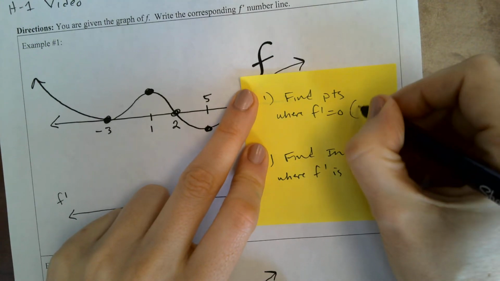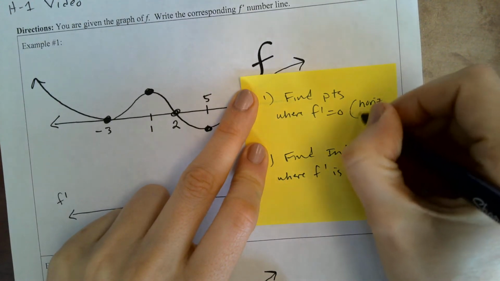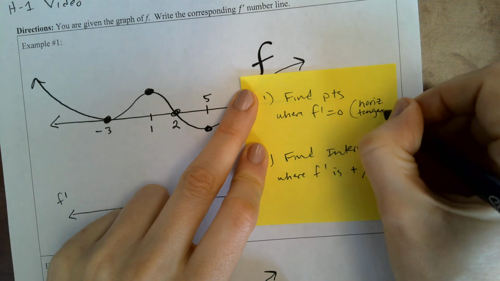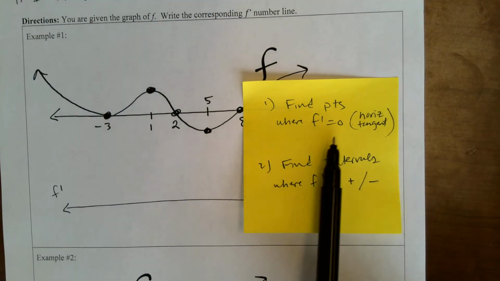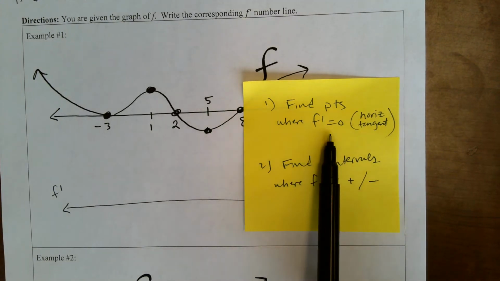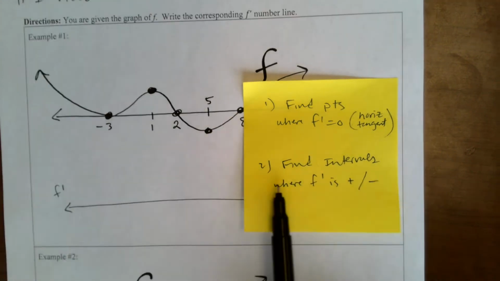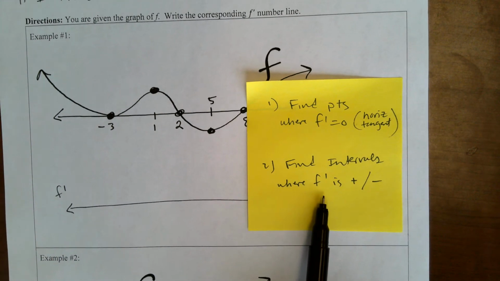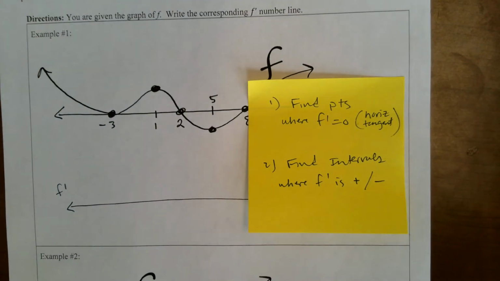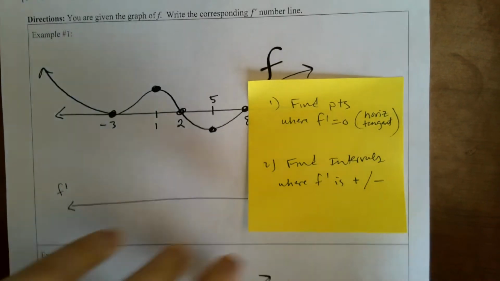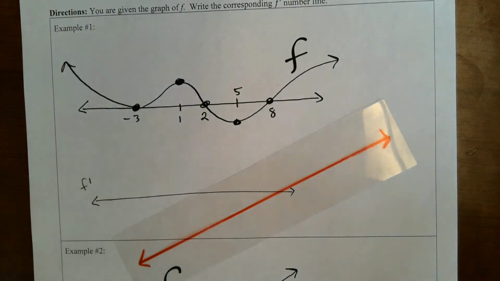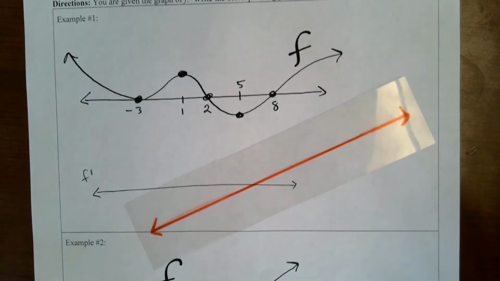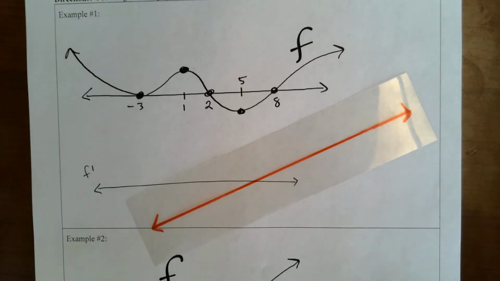And when f prime is 0, guys, you're looking for a horizontal tangent. And then after doing that, we're going to find those points, put them on the number line, and then find the intervals where f prime is positive or negative, and we will indicate that on the number line. So I will have these in class, for people who want to take them home.